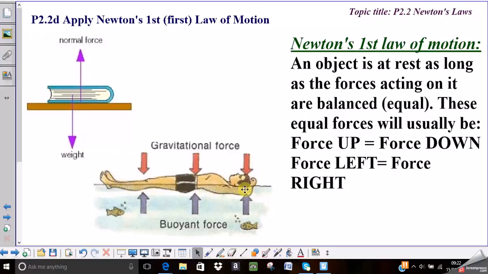The same thing here. A person lying on the water. Gravitational force pulling the person down. The same force in size. A buoyant force, that means an upthrust from the water is pushing the person up. So it means the earth is trying to pull the person in the water, but the water is trying to push the person out. At this moment they reached equilibrium, so this person is not moving anywhere.